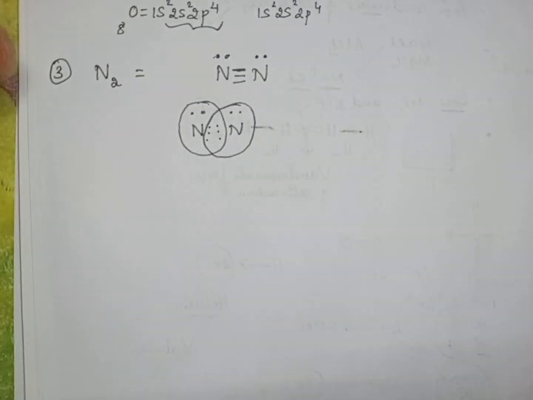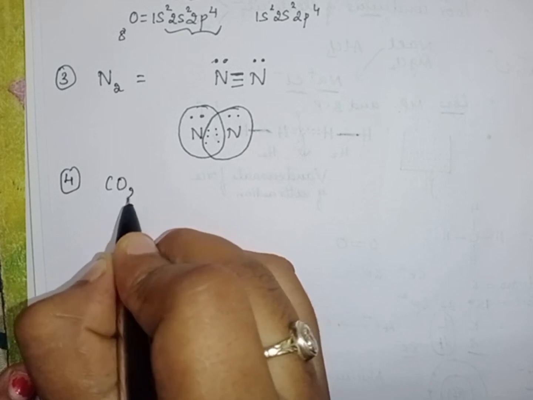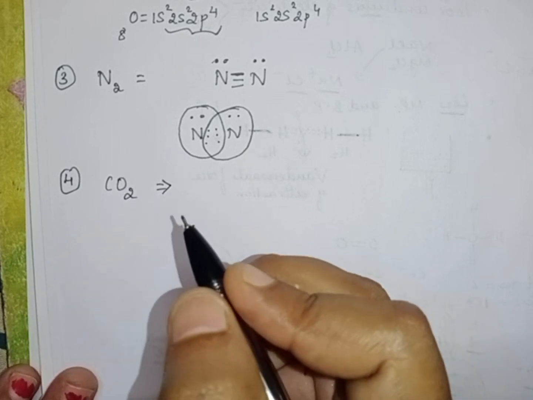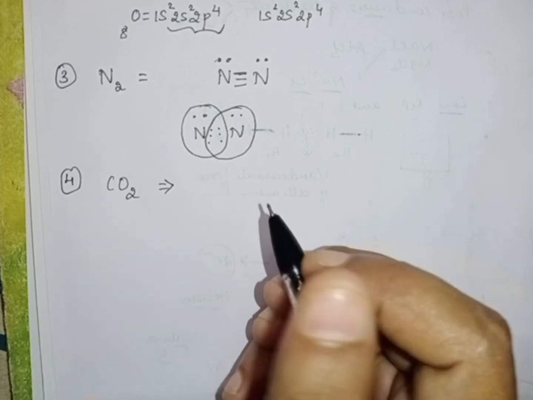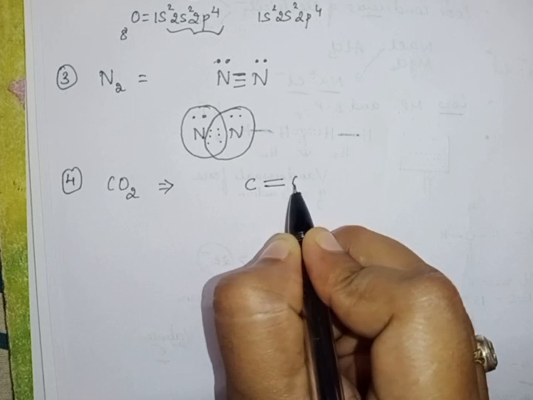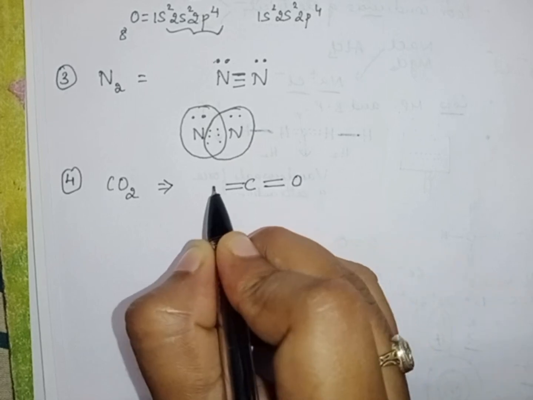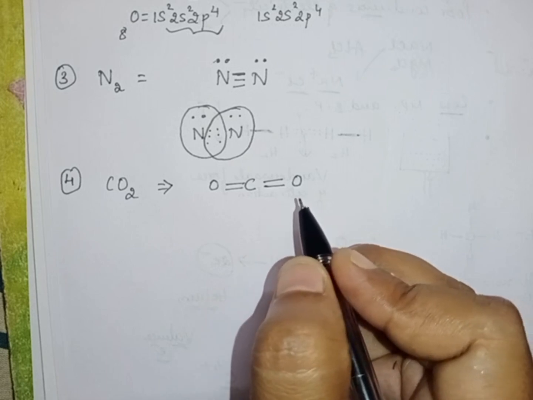Next, electron dot structure for carbon dioxide. How is the structure of carbon dioxide? Try to remember. If you write the electronic configuration and sit, it will be difficult. Just remember the structure: carbon, double bond, oxygen, double bond, oxygen. Oxygen will form a double bond, mostly.